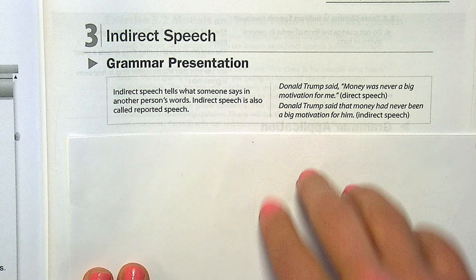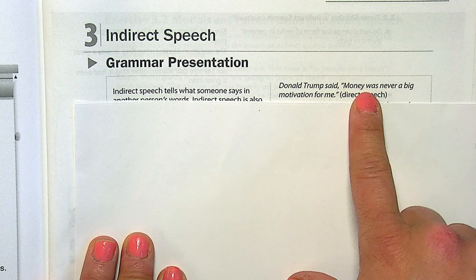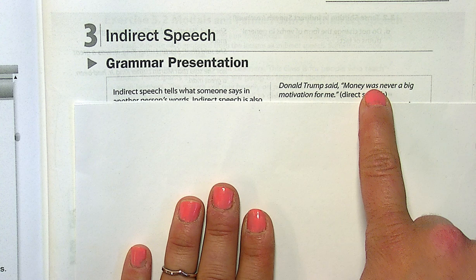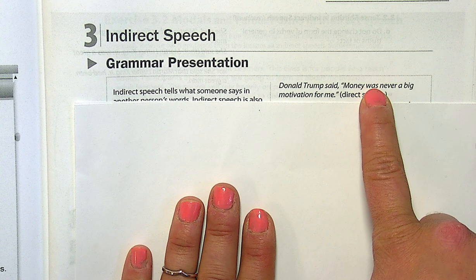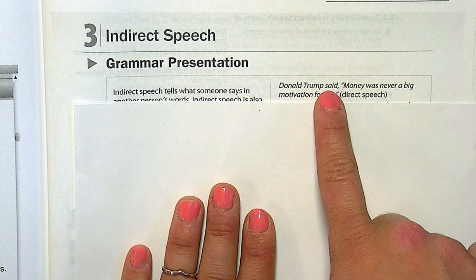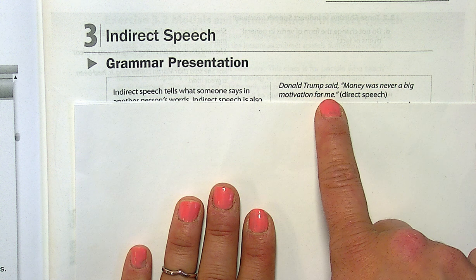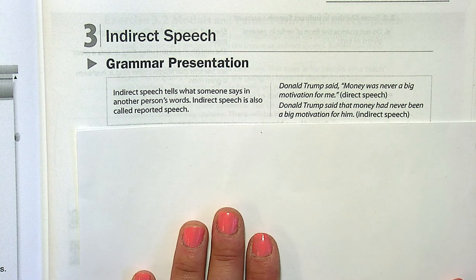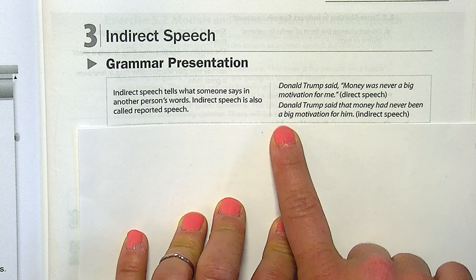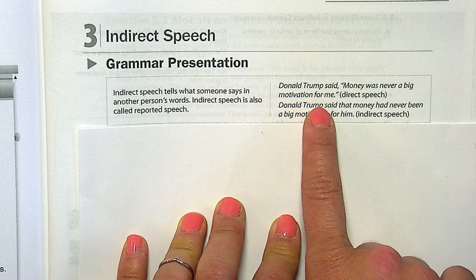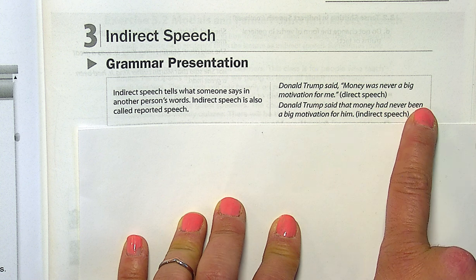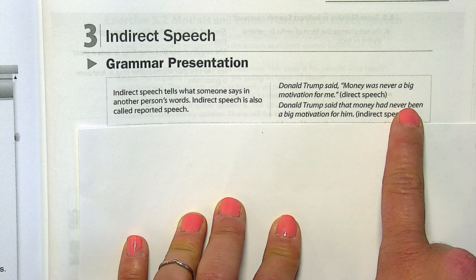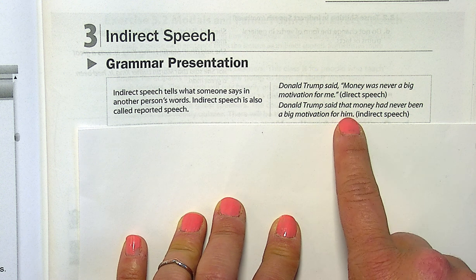So if we look at the first example, Donald Trump said, "Money was never a big motivation for me." In this one, we can see that money was, so the past is what he used when he said this in the past. And then me means Donald, because he is the person speaking. In indirect speech, when we report about what Donald Trump said, we have Donald Trump said that money had never been a big motivation for him. We'll notice that the verb grammar changed and the pronoun grammar also changed.